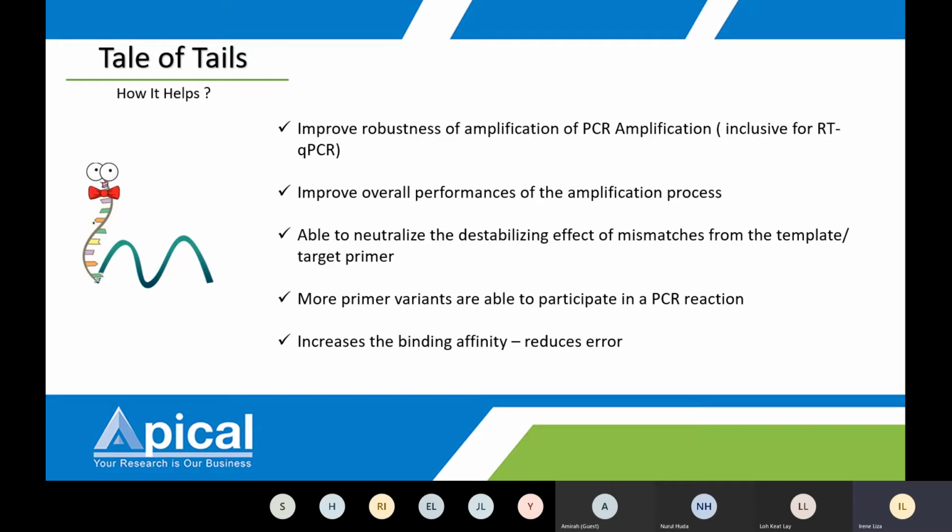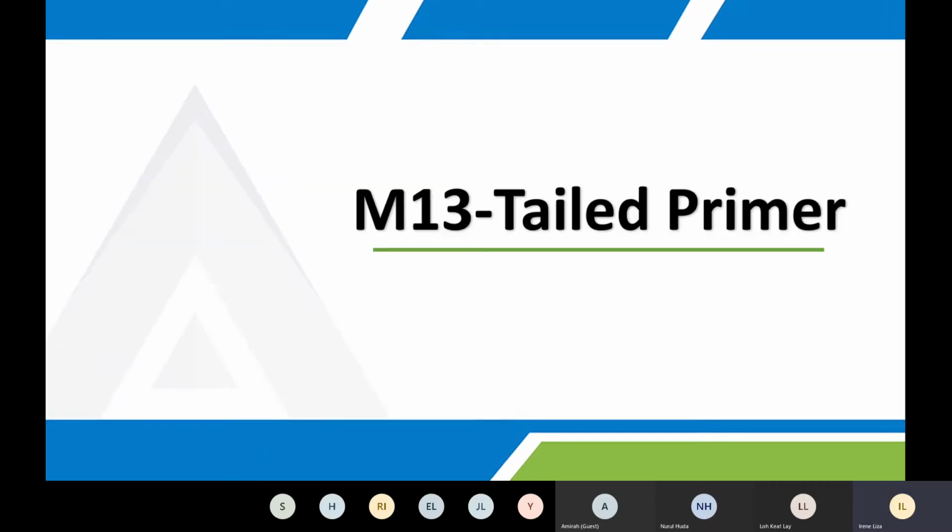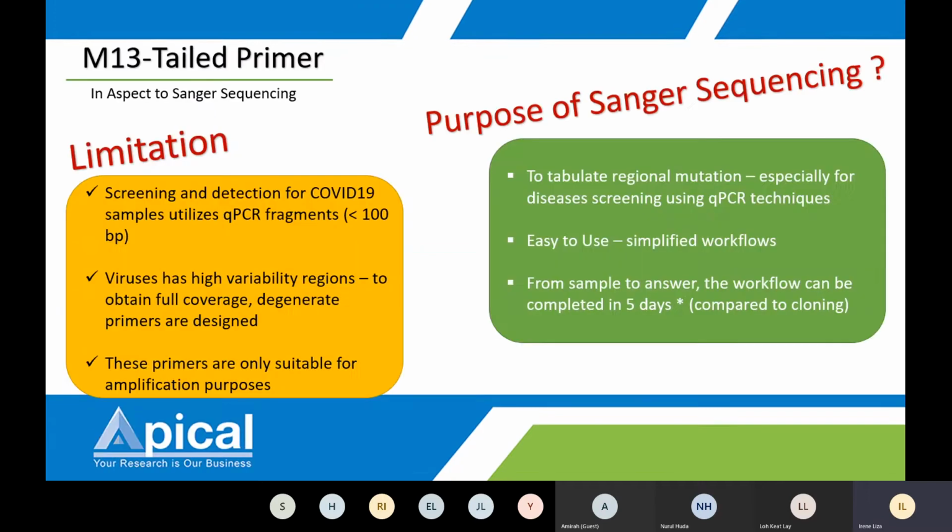Not only that, tailing, like what I said, increases the binding affinity, because now, despite having primers with degenerate bases, you do not need to sequence with that. So it basically uses the tailing sequences to sequence, so it increases the binding affinity. So when it increases the binding affinity, it reduces the error. Okay, so let's move on to M13 Tail Primer. This particular tail primer is in aspect for Sanger sequencing, which means it is more towards the sequencing aspect.